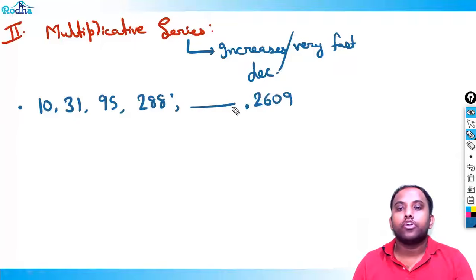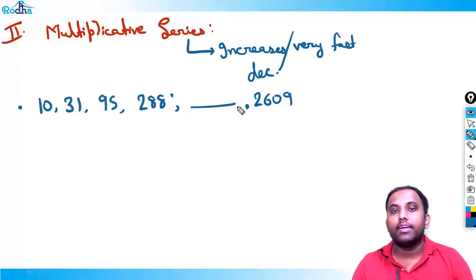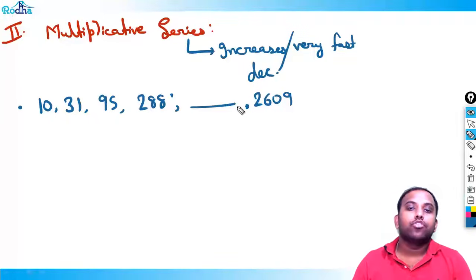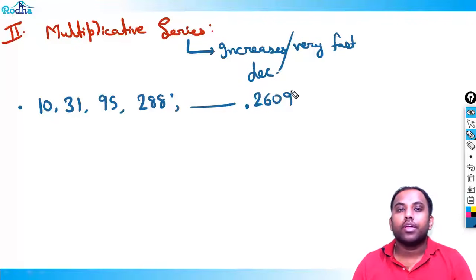this is a question here, see. Try to get a pattern. So 10, 31, 95, 288, then a blank, and then 2609. You have to find what the blank number is. So you can see starting from 10, then going to 31, then 95, then 288, and then 2609.